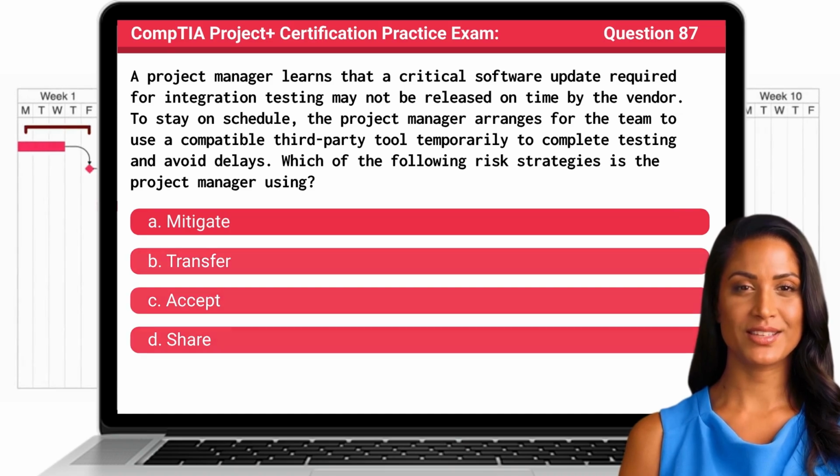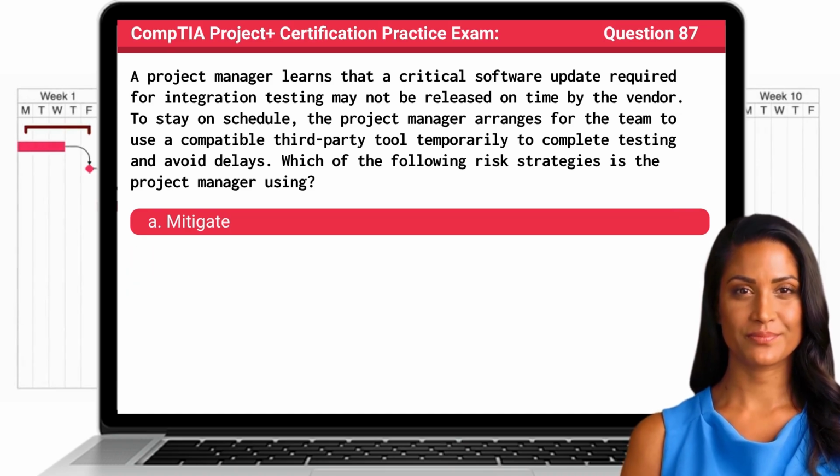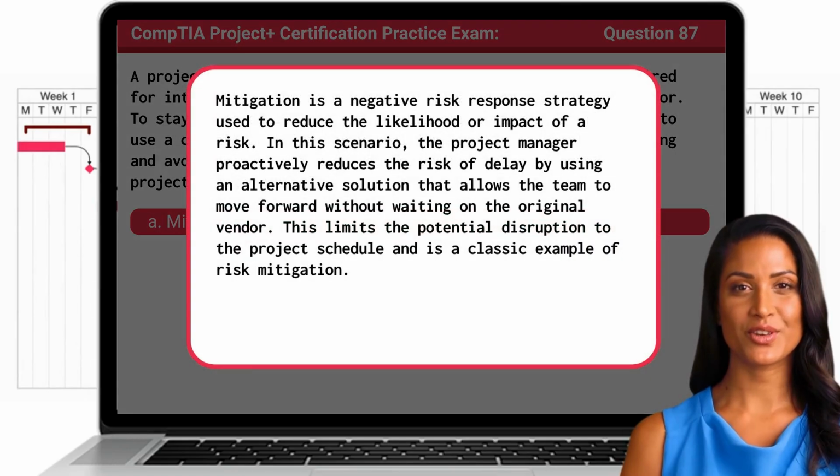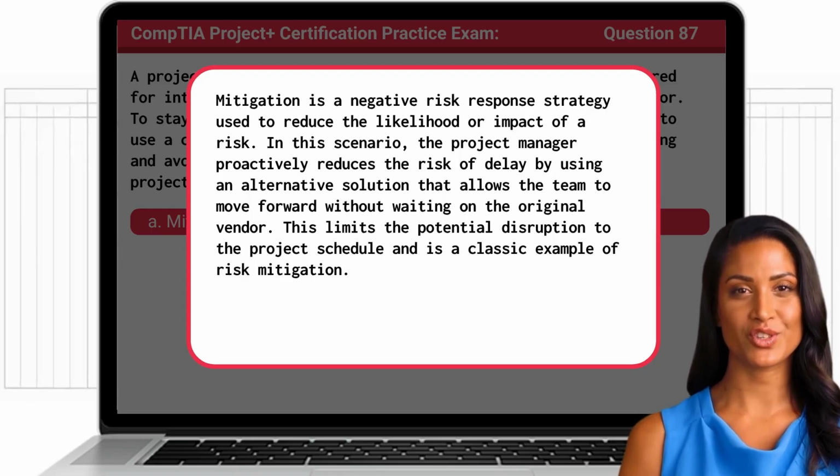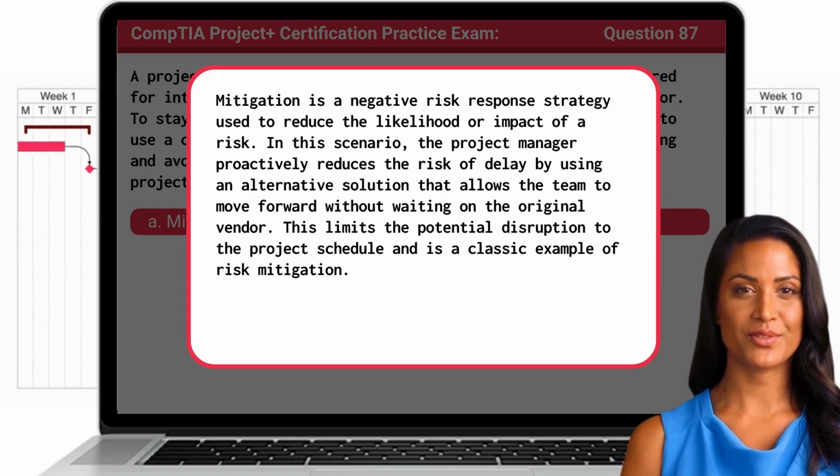The answer is A. Mitigate. Mitigation is a negative risk response strategy used to reduce the likelihood or impact of a risk. In this scenario, the project manager proactively reduces the risk of delay by using an alternative solution that allows the team to move forward without waiting on the original vendor. This limits the potential disruption to the project's schedule and is a classic example of risk mitigation.